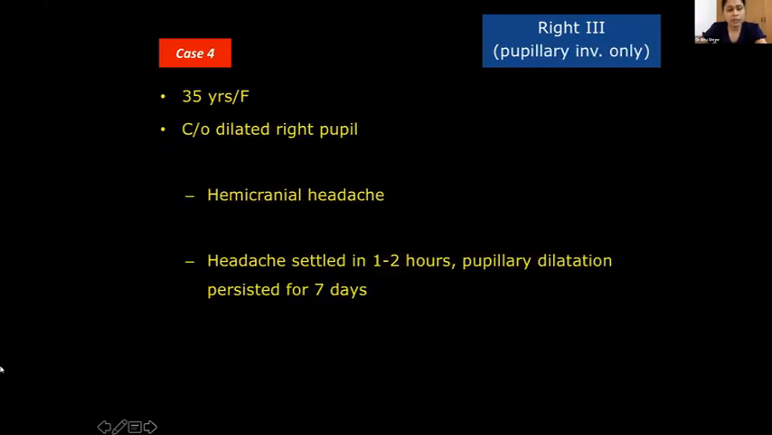Another patient of the same scenario came on teleconsultation, and her only complaint was that she said, "Meri putli phail gayi hai." She complained of dilatation of right side pupil. On further inquiry, she also complained that she had onset with headache, and the headache lasted for around 1 to 2 hours, and within 30 minutes of having headache, she had dilatation of pupil, and the pupillary dilatation persisted for 7 days. She did not have any other involvement of right third except for pupillary involvement.